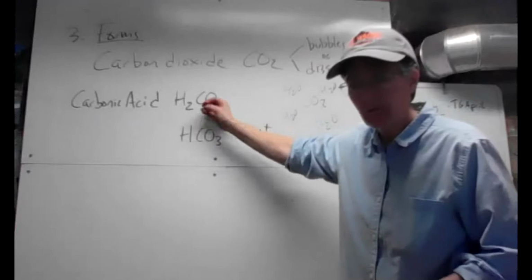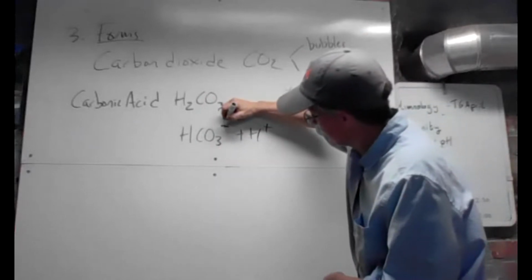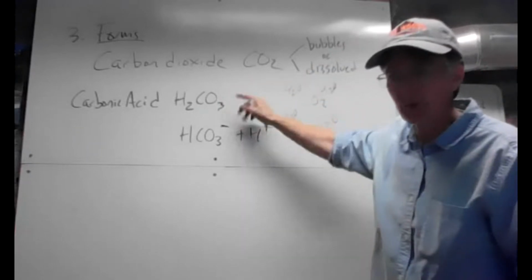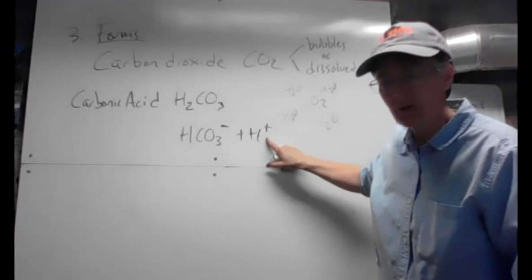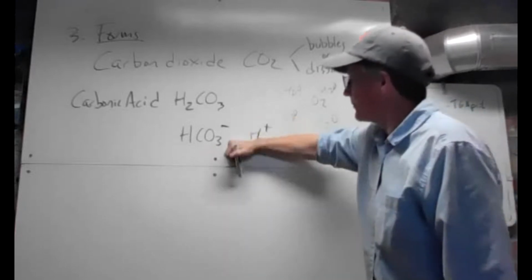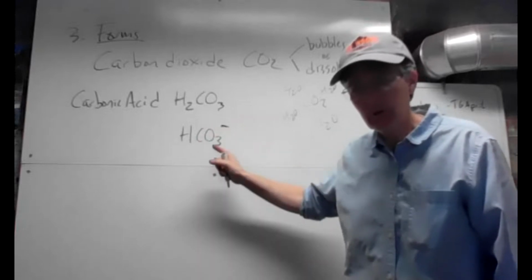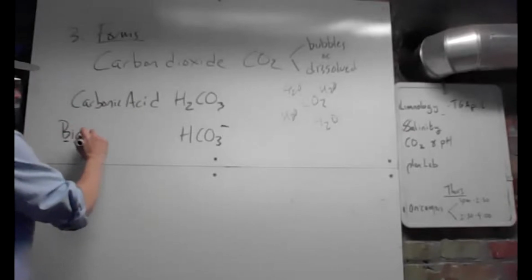So this breaks apart into two pieces. This one has a negative charge, and that has a positive charge. And we say this is an acid because when you put it in water, it increases the proton concentration of the water. Now this ion here has a name. Do you know what this is called? It's the bicarbonate ion. That's right. This is the bicarbonate ion.